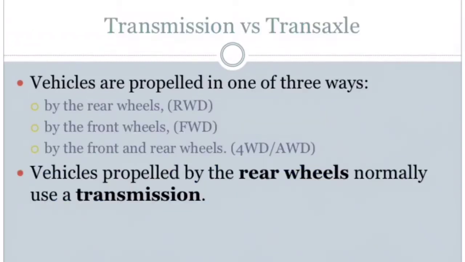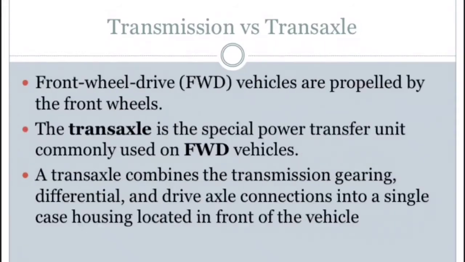Transmission versus transaxle. Vehicles are propelled in one of three ways. At first, by the rear wheels, RWD. Second, by the front wheels, FWD. Third, by the front and rear wheels, 4WD or AWD. Vehicles propelled by the rear wheels normally use a transmission. Transmission versus transaxle. Front-wheel drive (FWD) vehicles are propelled by the front wheels.